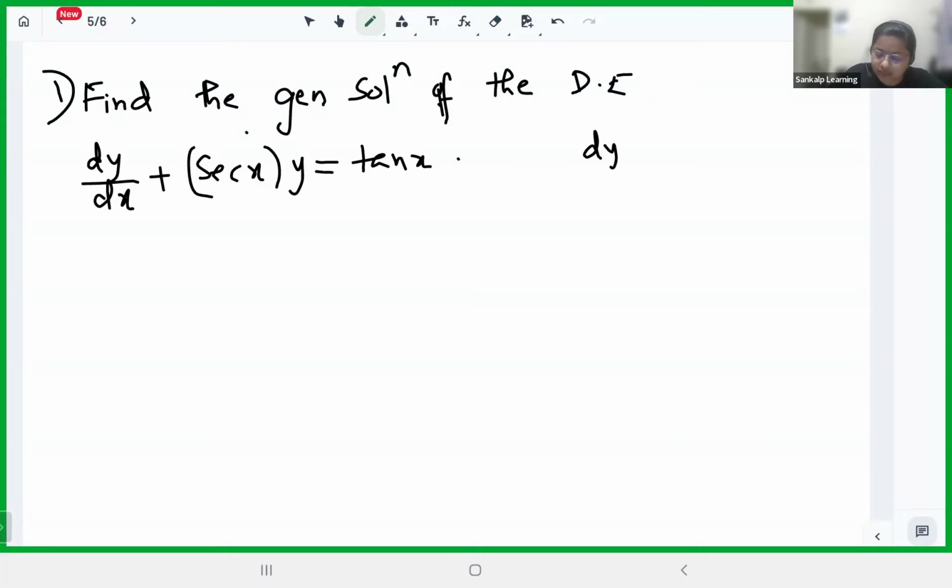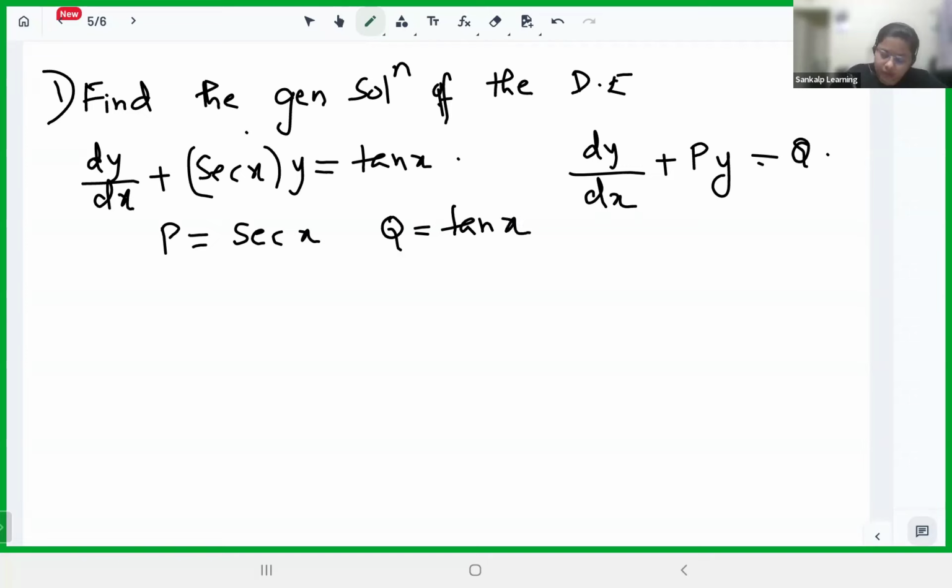It is starting with dy by dx. dy by dx plus P into y equal to Q, where P is a function of x. Comparing it with this, we can say that in this question, P is equal to sec x and Q is equal to tan x.